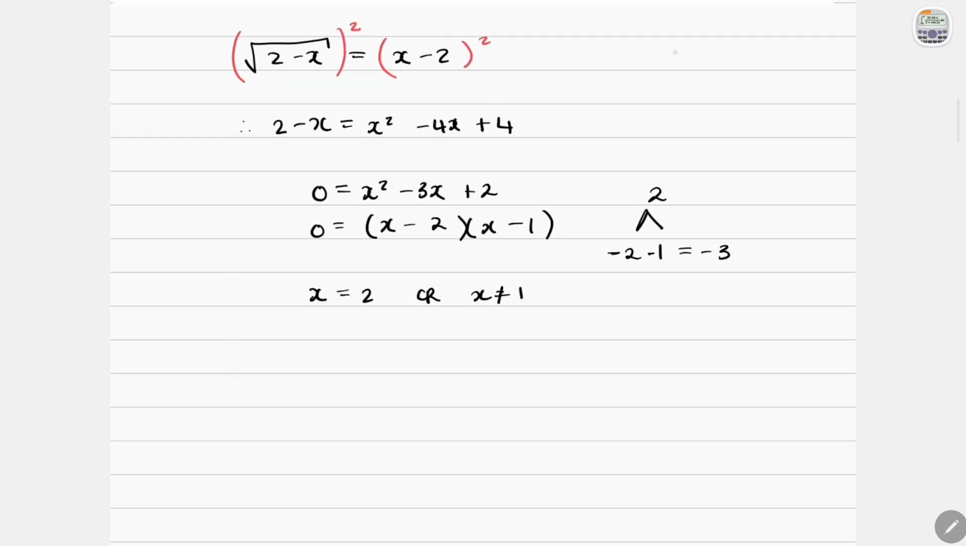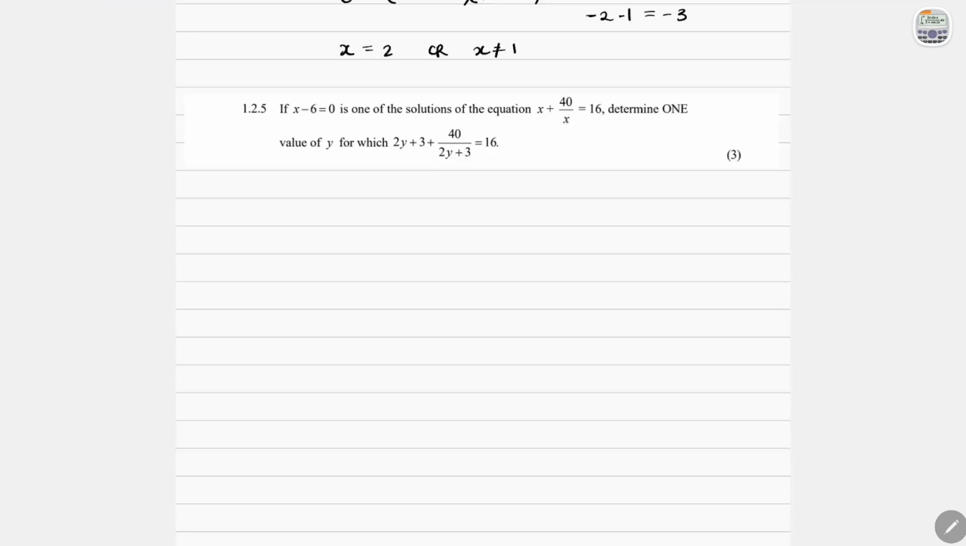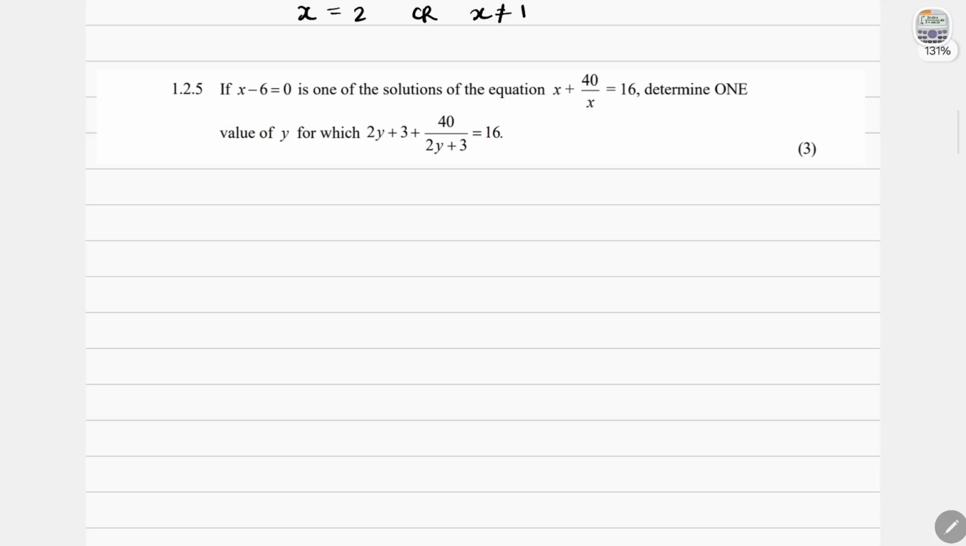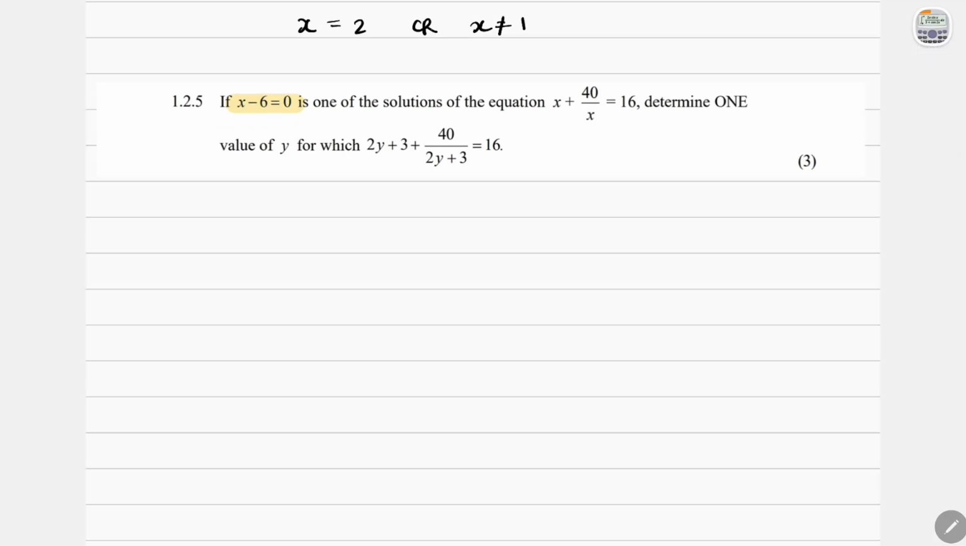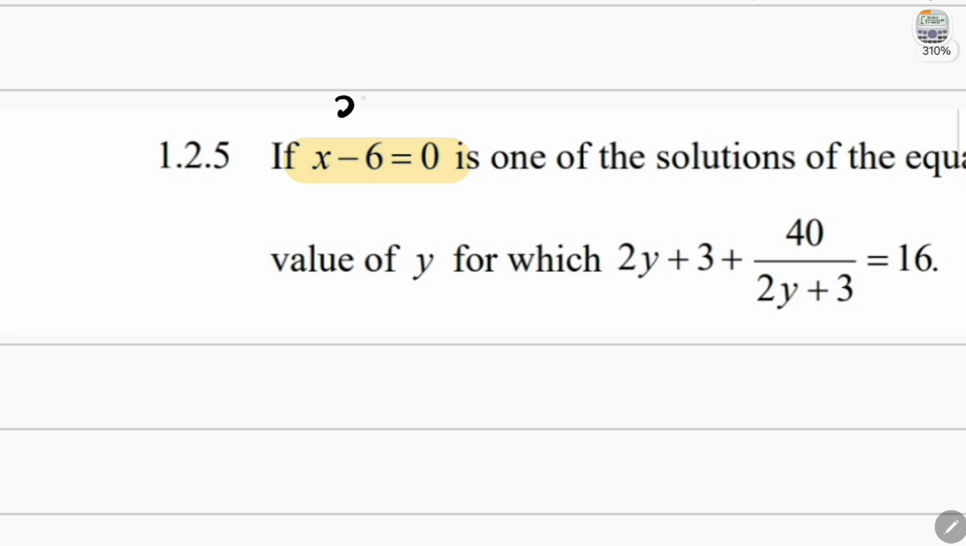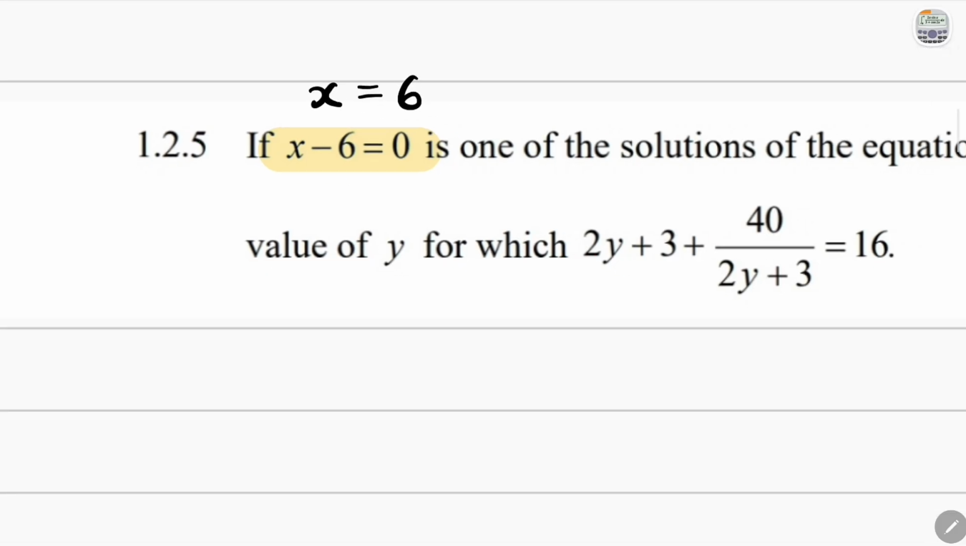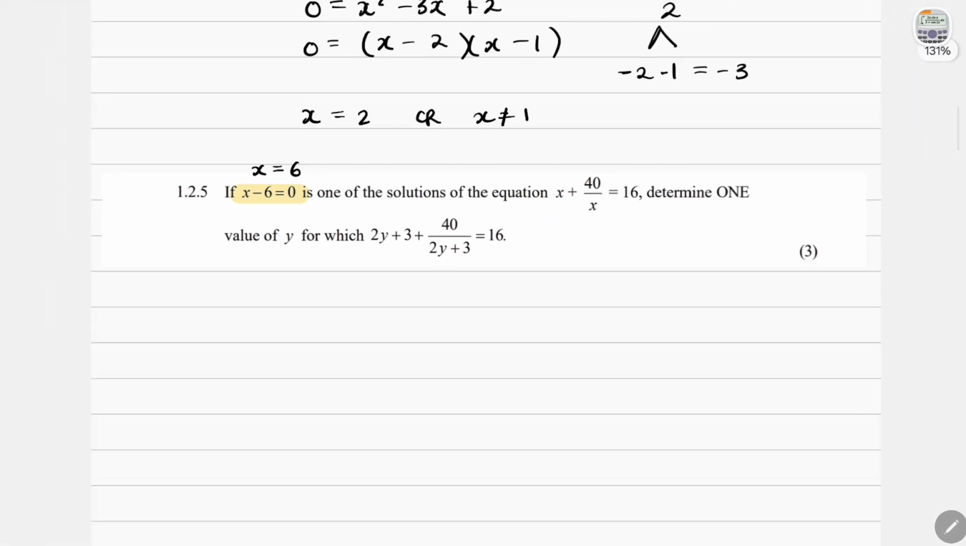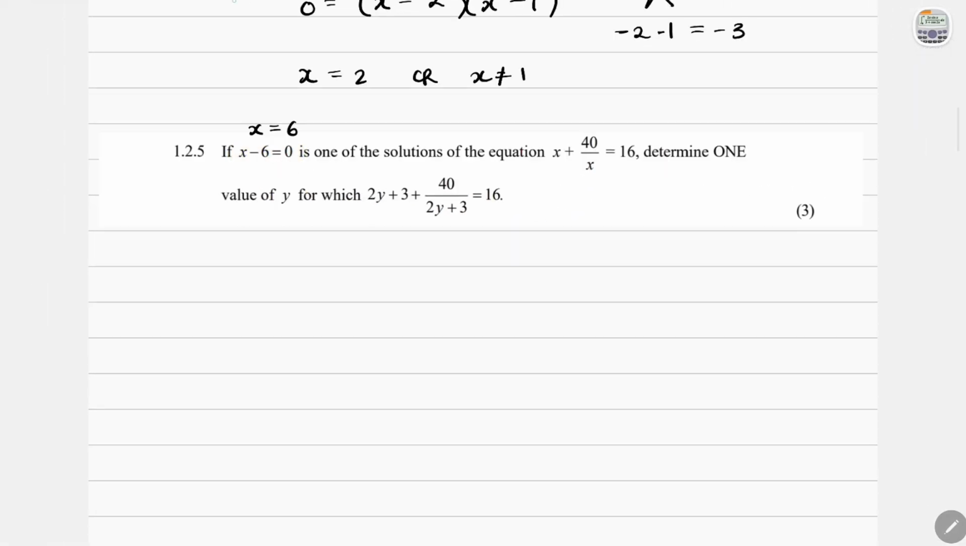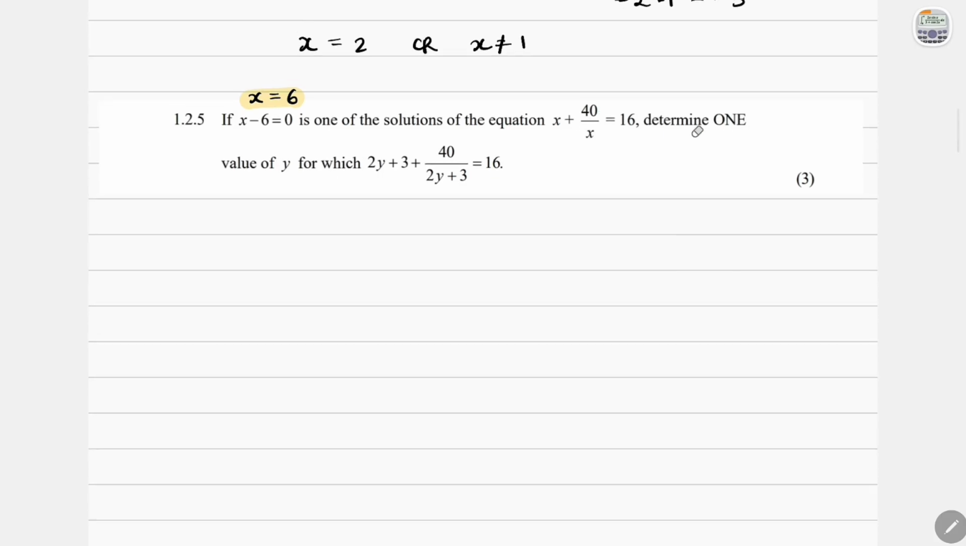Moving on to the next question. Question 1.2.5 says, if x minus 6 is equal to 0, you can see that this equation, okay, you can simplify it as x and then transpose this negative 6. It becomes positive 6. So what they're saying is if x is equal to 6 is one of the solutions of this equation that they have here, okay, determine one value of y for which this is equal to, or really all of this is equal to 16.